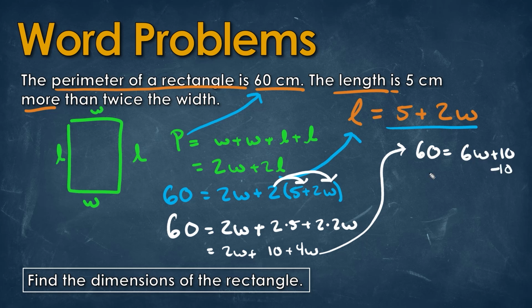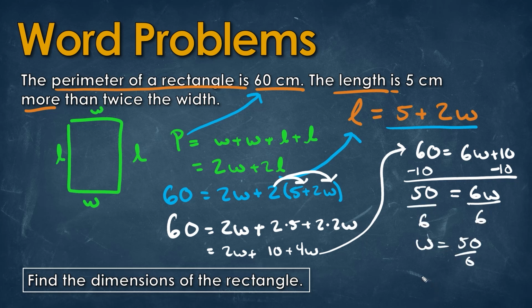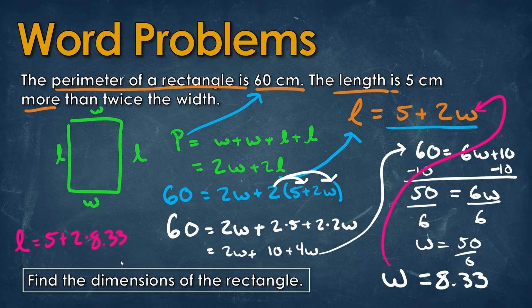Solving for w, we're going to subtract 10 on both sides because we want to get all of our variables, or w, on one side and all of our numbers on the other side. Dividing by 6 on both sides, it's going to give us that w is equal to 50 over 6, which will simplify to 8.33. Now this is going to be the width. For us to figure out the length, we're going to have to plug w in right here. And so our length will be equal to 5 plus 2 times 8.33. If we simplify that out, we're going to get an answer of 21.66. And those two values are going to be our dimensions for the rectangle.